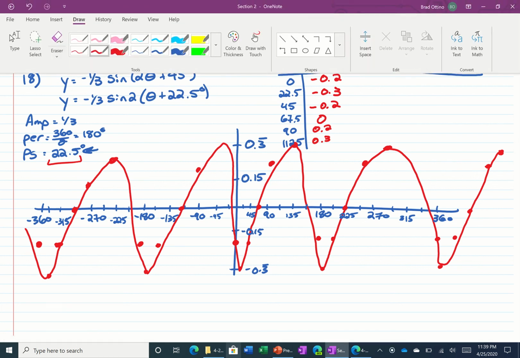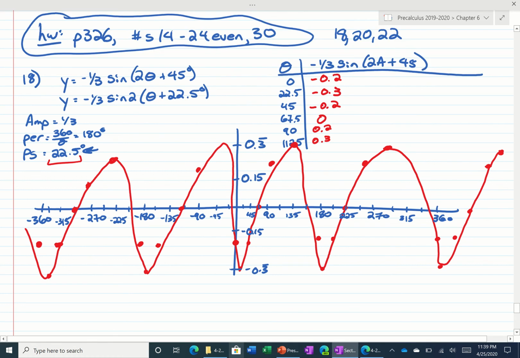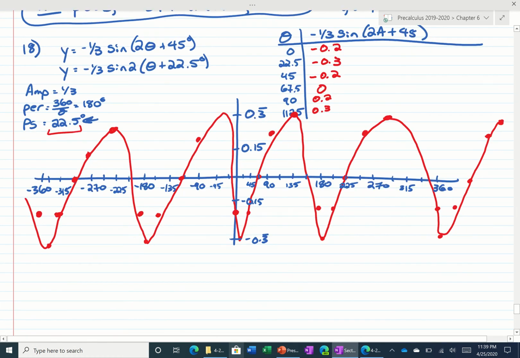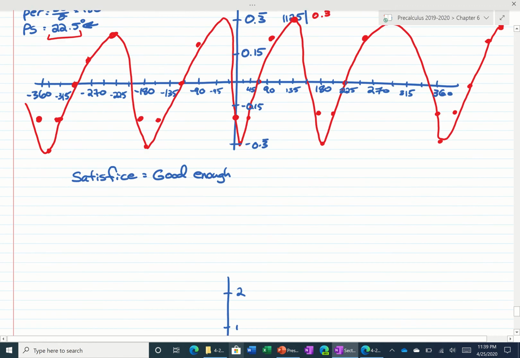All right, there's an actual word for that. A word for good enough is "satisfice." That means good enough. I learned that word. I thought it's pretty cool. All right, so let's see the next one. Number 20.